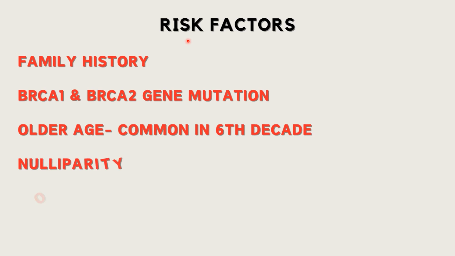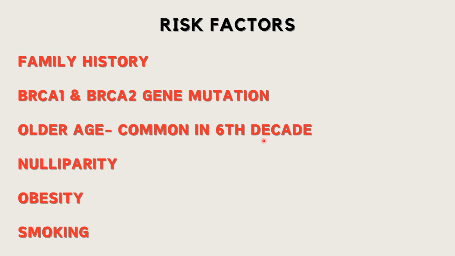Now let us discuss the risk factors for development of breast cancer. First we have family history. Now if the woman has a family history of breast cancer, she might be at an increased risk of developing breast cancer. Next we have inherited gene mutations, that is BRCA1 and BRCA2 gene mutations, that can again increase the risk of breast cancer. Next on the list is older age. Elderly women, especially in their 60s, are at an increased risk of developing breast cancer and it is very common in the sixth decade of life.